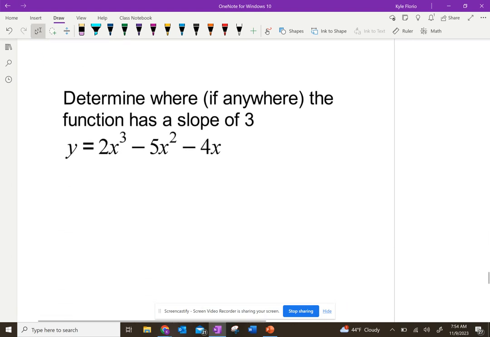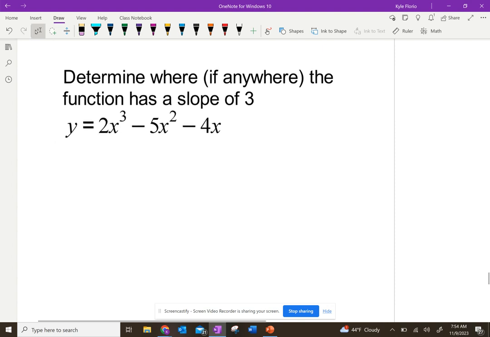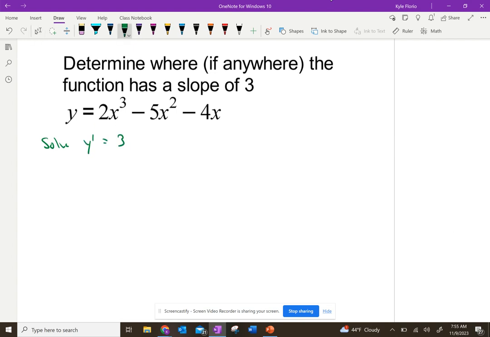Okay. I believe this is the last question. 2 more questions. Determine where, if anywhere, this function has a slope of 3. So instead of solving when the derivative is 0 to have a horizontal tangent, I want to know when the slope is 3. So we need to solve when y prime equals 3. And y prime is going to be 6x squared minus 10x minus 4. And set that equal to 3.